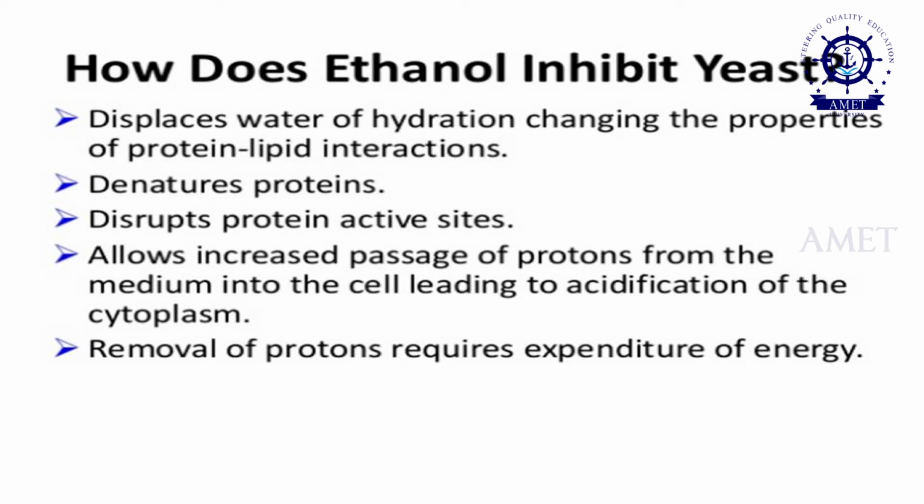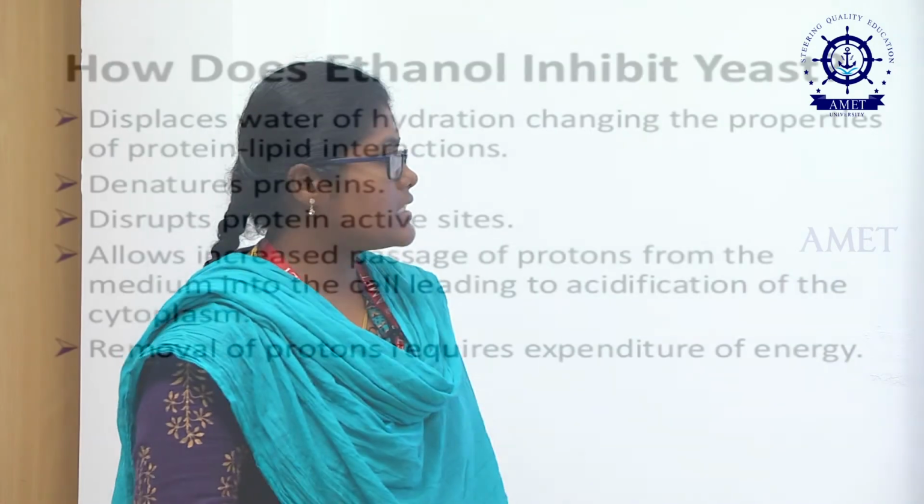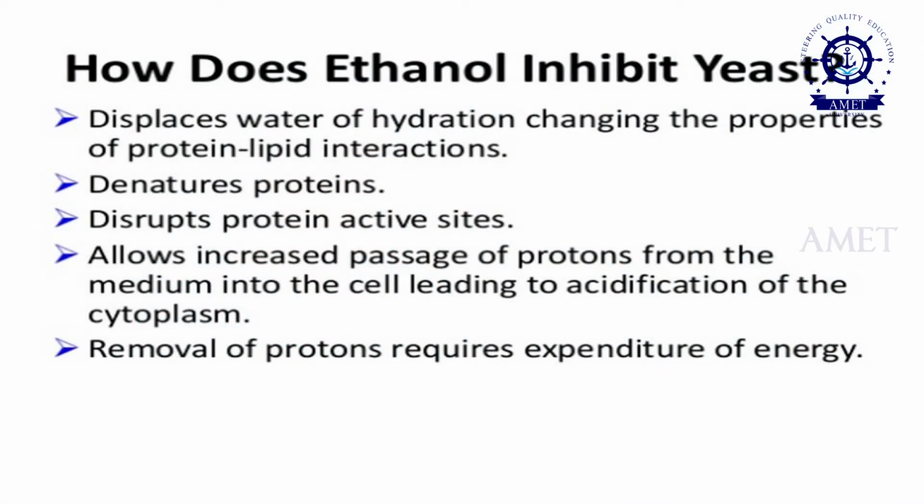So the next slide: how does ethanol inhibit the yeast? Here it displaces the water of hydration and changes the properties of protein-lipid interactions. Second, it denatures the proteins and disrupts the protein active sites. It allows the passage of protons from the medium into cells, leading to the acidification of the cytoplasm, and removing the protons requires the expenditure of energy.